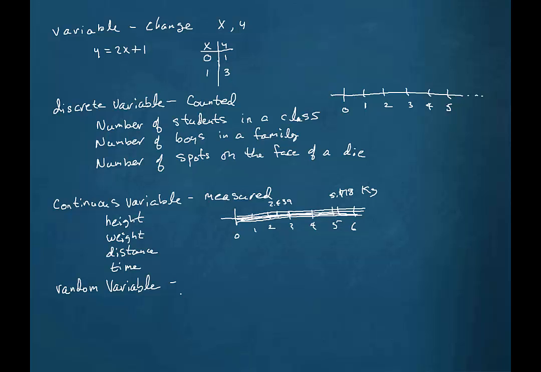A random variable is a variable whose value is determined by chance. Another way to say this is a numerical outcome of a random phenomenon.